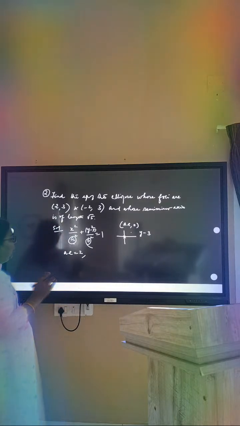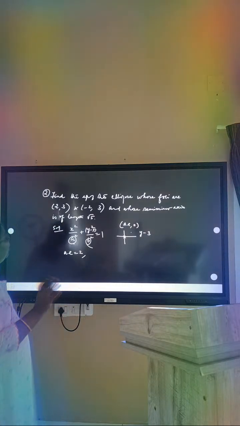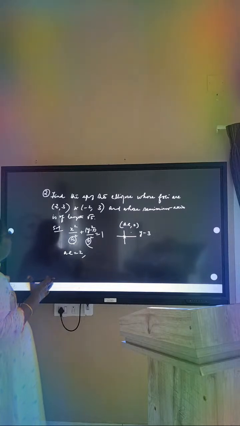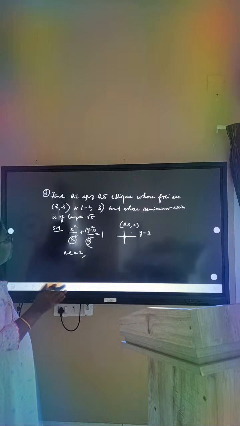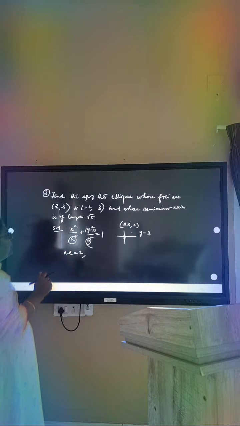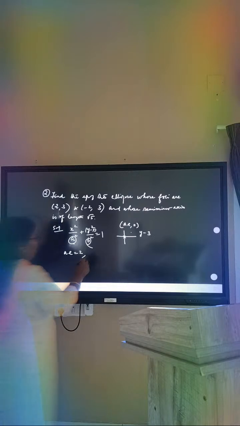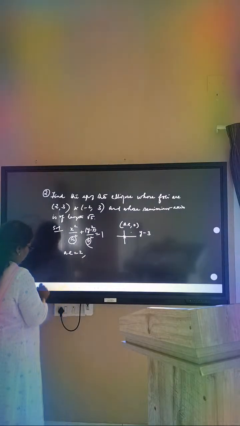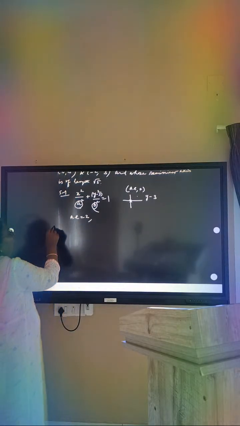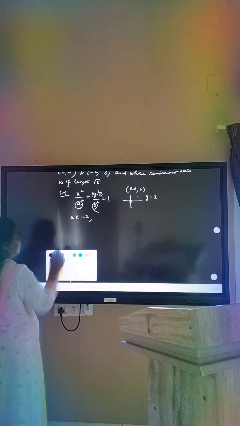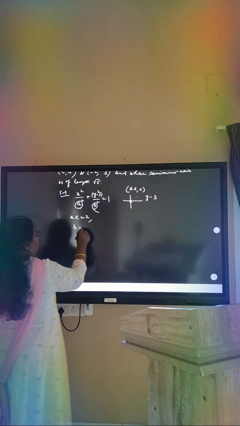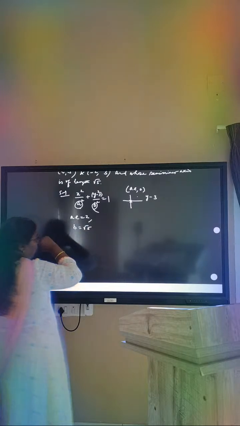And here you have to find what is a and b. For that, they have given ae is equal to 2, whose foci are this, and whose semi-minor axis is of length root 5. What is the semi-minor axis? Semi-minor axis is nothing but b. b is equal to root 5. It's given.